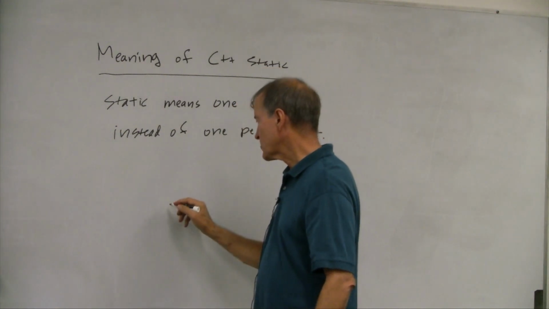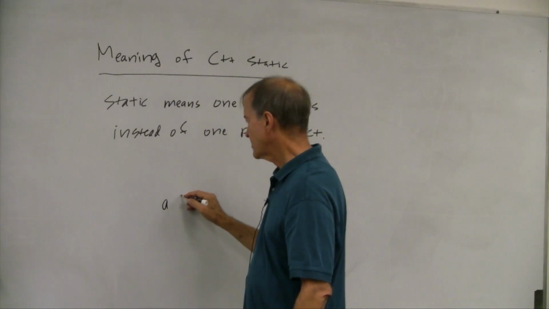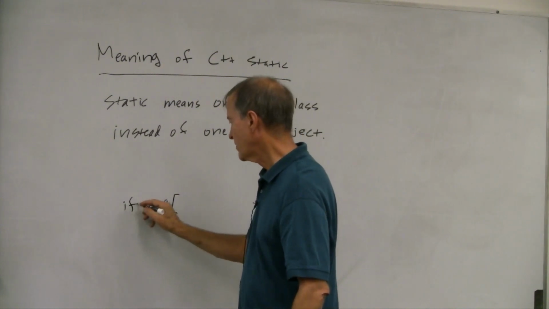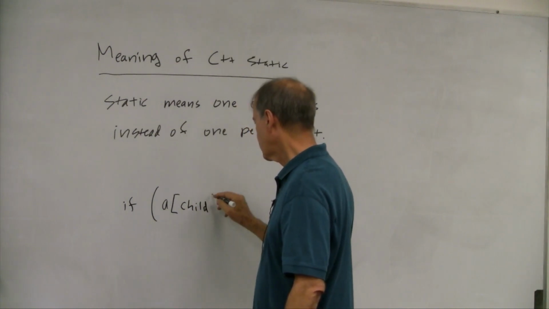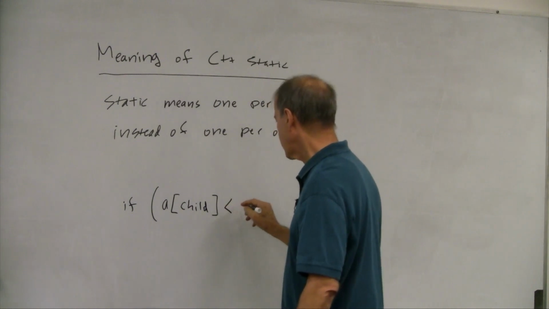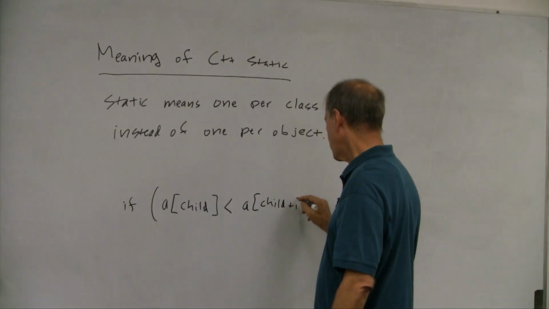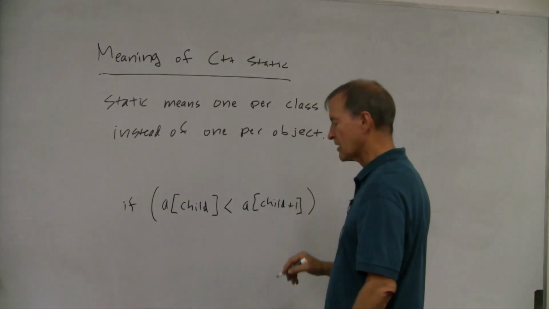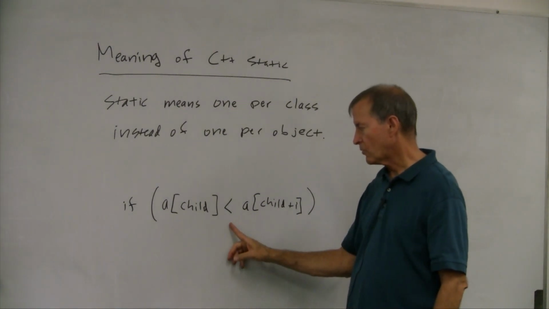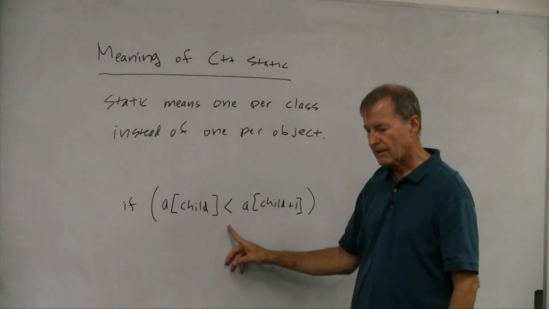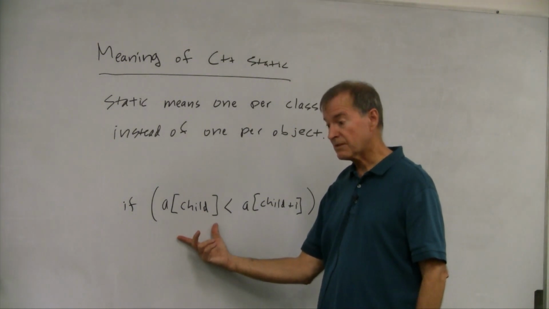So what we're doing here is we are saying, okay, suppose we say if A sub child is less than A sub child plus 1, something like this. Suppose we have some code like this. What's the compiler going to do? It's going to say, aha, you want to do less than. And it's going to look at what the type is. Now, is the type of A sub child an int? Yes or no?